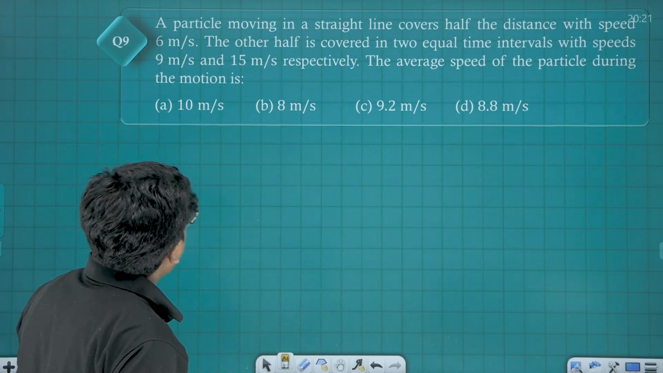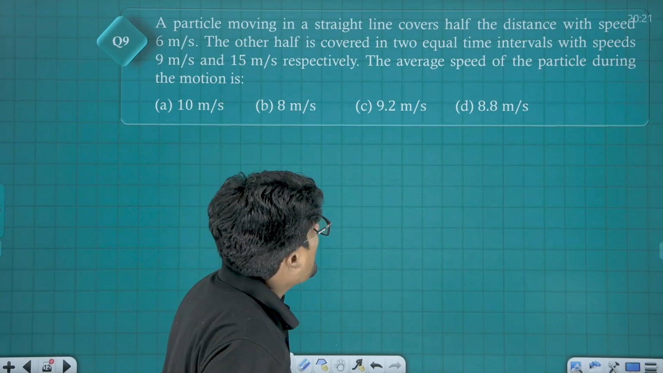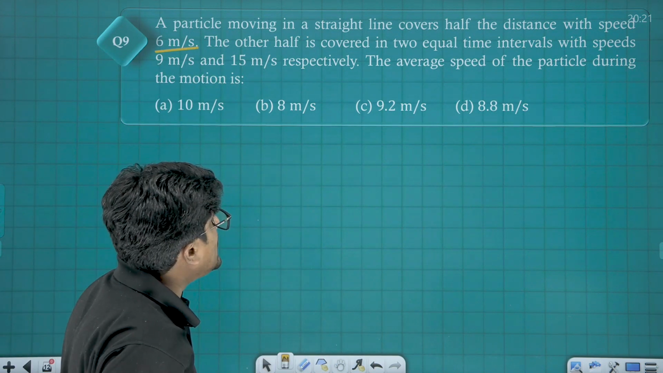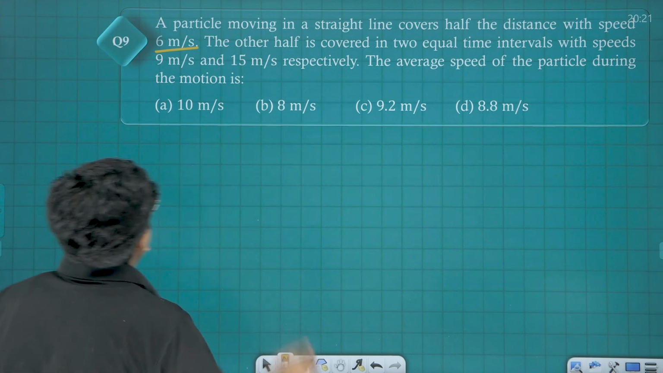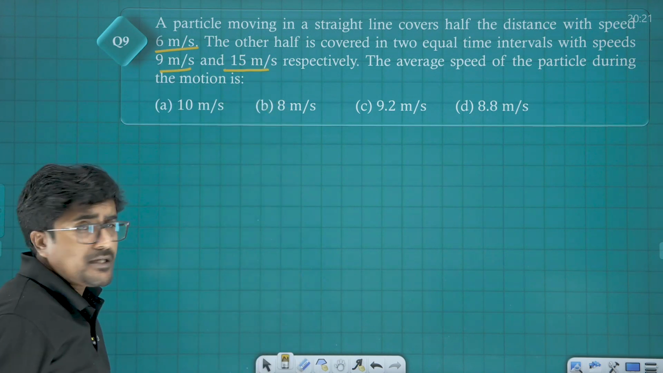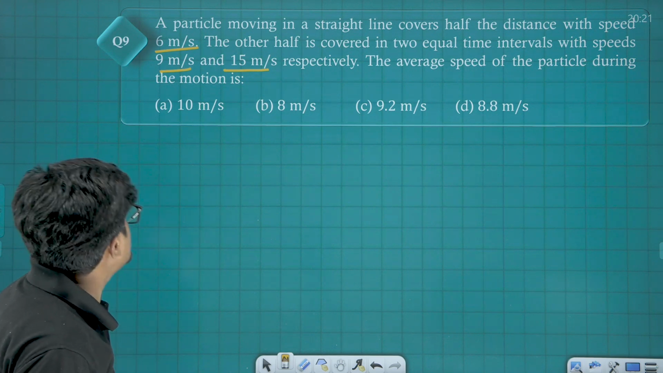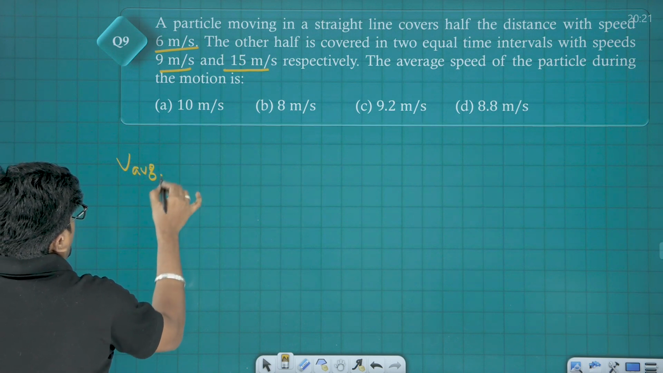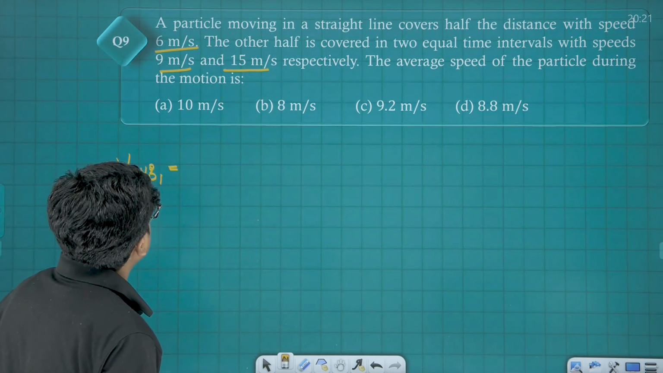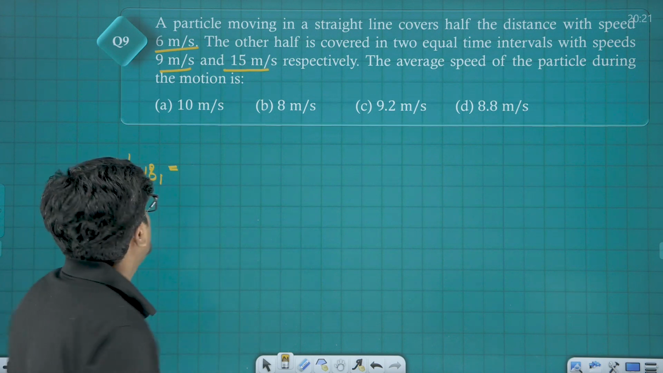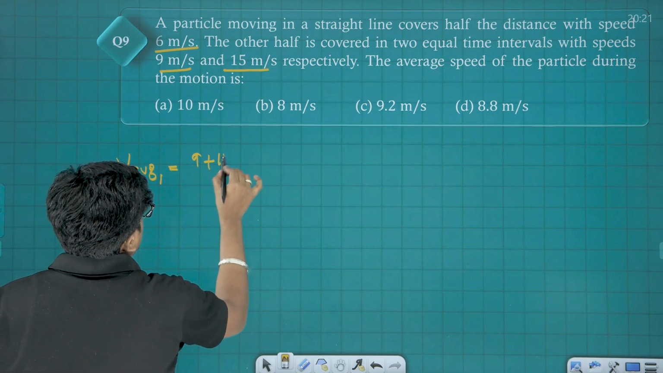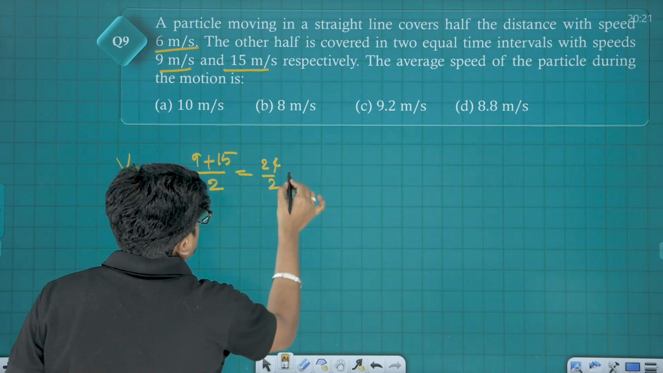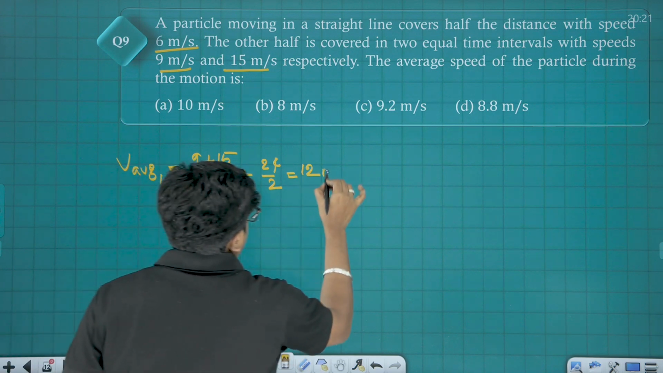Question number 9 says, a particle moving in a straight line covers half the distance with speed 6 meters per second and the other half is covered in 2 equal time intervals with speeds of 9 meters per second and 15 meters per second. Then what they need is the average speed. So for the equal time interval, the average speed is going to be V average, that means since the time interval was the same, it has to be (V1 plus V2) by 2. V1 is 9, V2 is 15, all divided by 2. So 15 plus 9 is 24, by 2, that means it should be 12 meters per second.